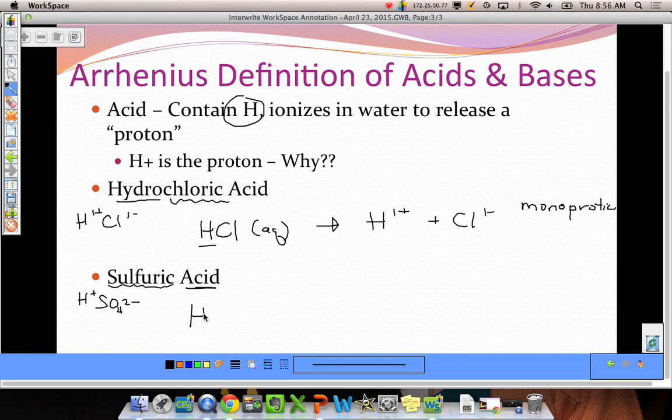So I get H2SO4. Very nice. Aqueous dissolves into H1+, plus SO4 2-. Is that balanced? No. How do I get that one balanced? Yeah, 2 in front of the H. Beautiful. So this would be called diprotic. It has 2 hydrogens that it could get rid of.